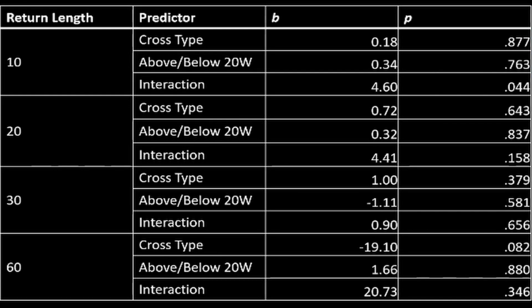So this is going to look kind of complicated, but let's walk through it. It's actually not too bad. What I'm showing you here are the different return lengths. So this would be the return 10 days after a golden or death cross, 20 days, 30 days, 60 days after either one of those events. We then have our different predictors. So cross type would be golden cross or death cross, and then this would be above or below the 20-week.